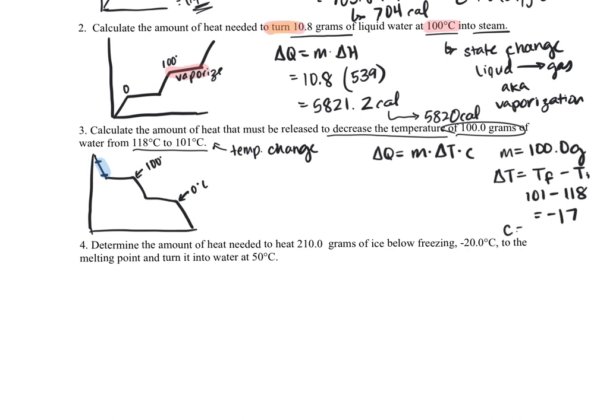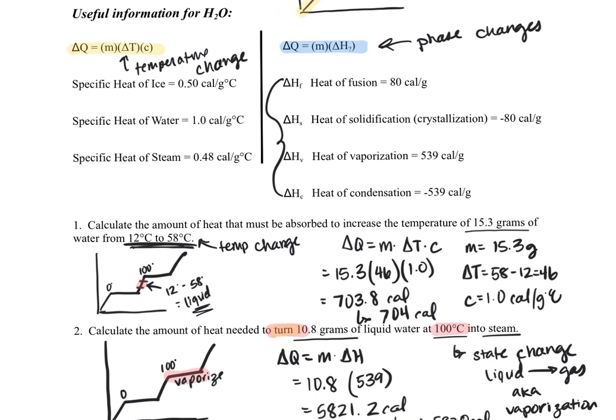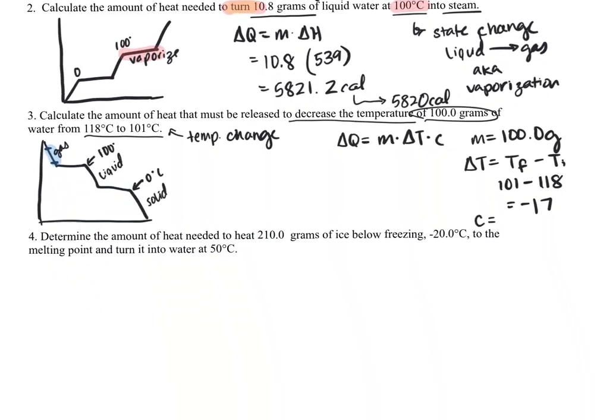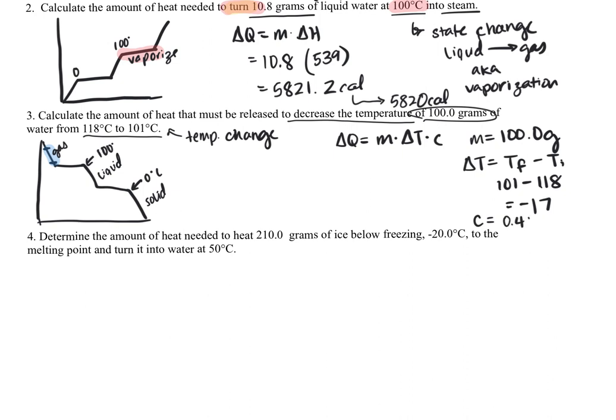And then the C value we want to use, we have to look at what state of matter we're in. So up here at the top, this is a gas, this is a liquid, and this is a solid. Because I'm working in that blue highlighted portion of the graph, which is a gas, what that means is I want to use the specific heat of steam because that's gaseous water. So 0.48 cals per gram degrees Celsius.